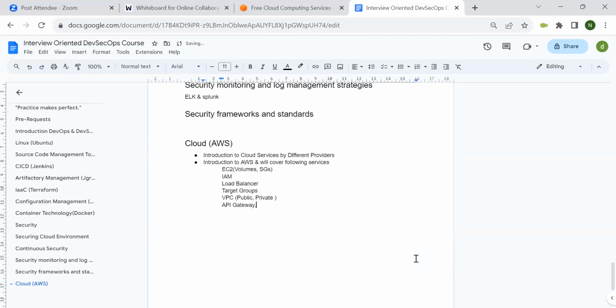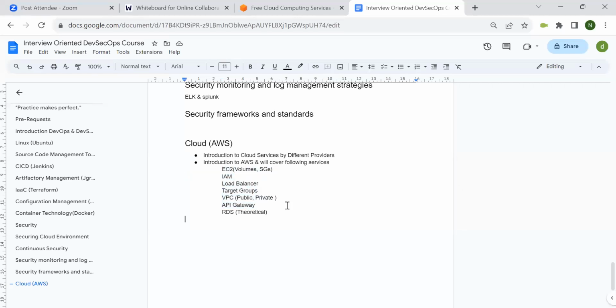Okay, and we will just use the RDS, but we won't be creating this also. These are all we would be using, and we will talk about API gateway and everything.